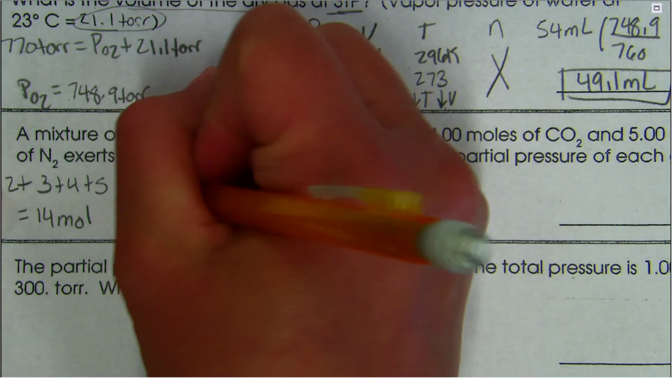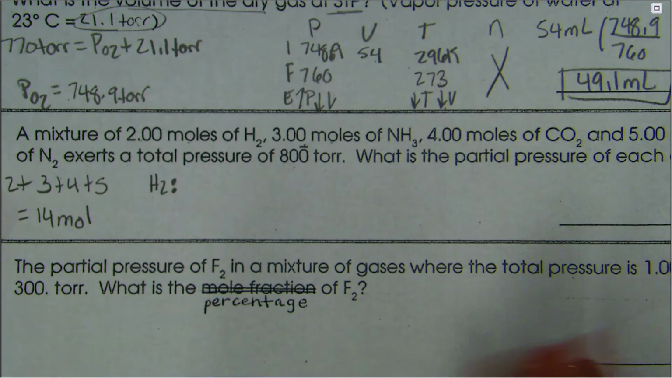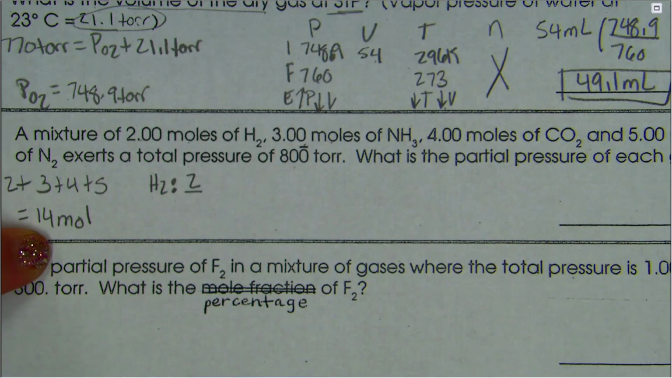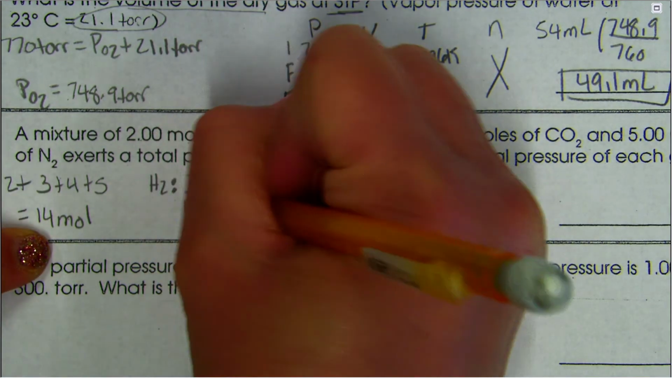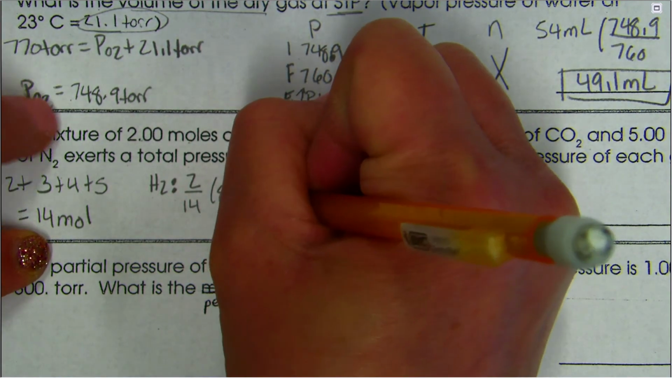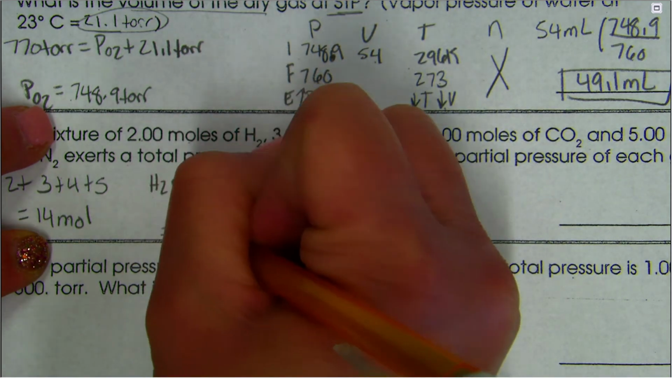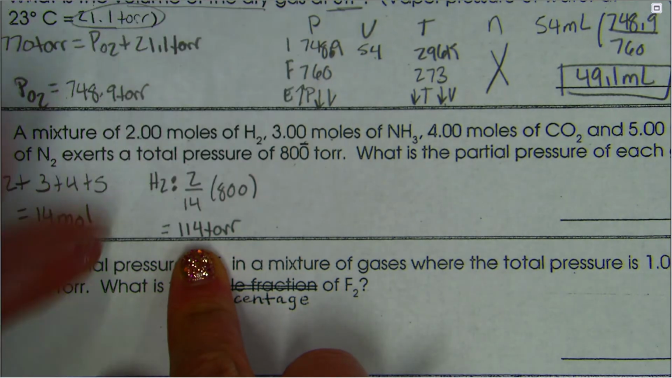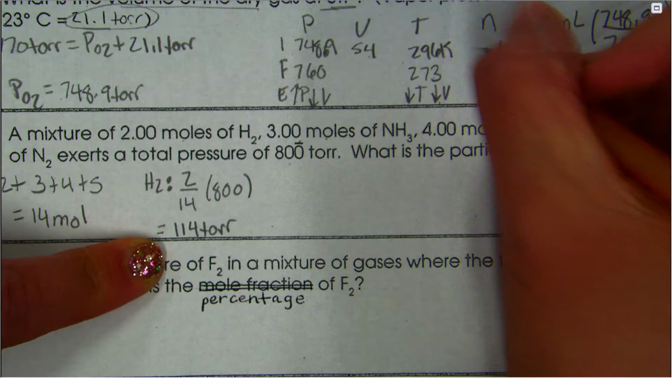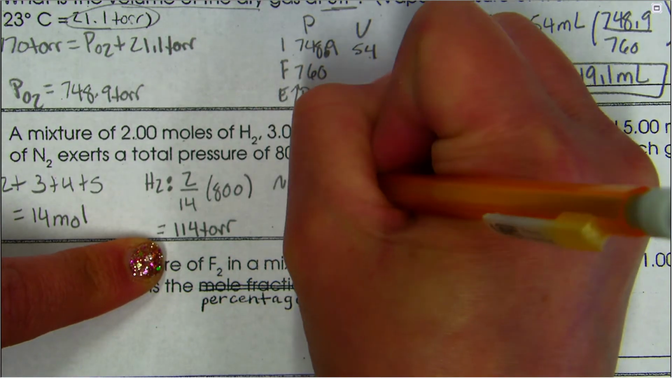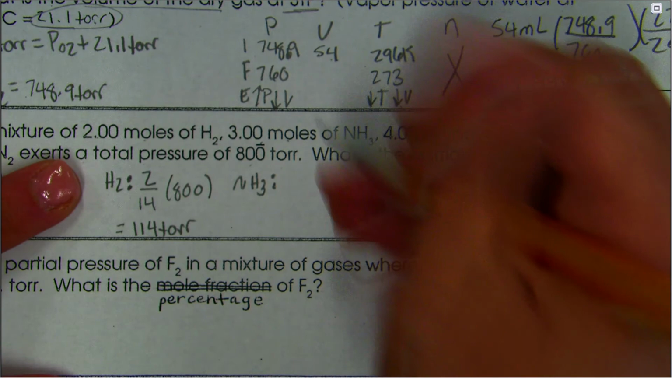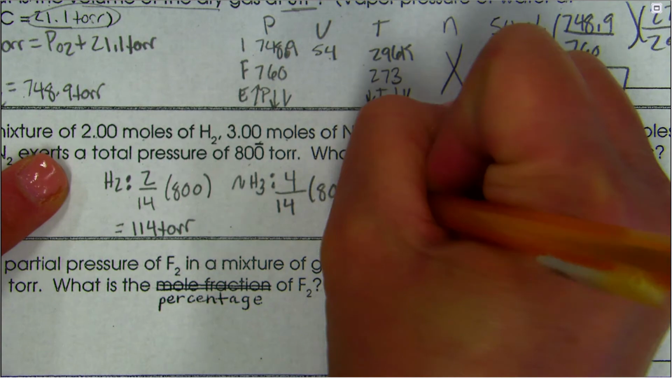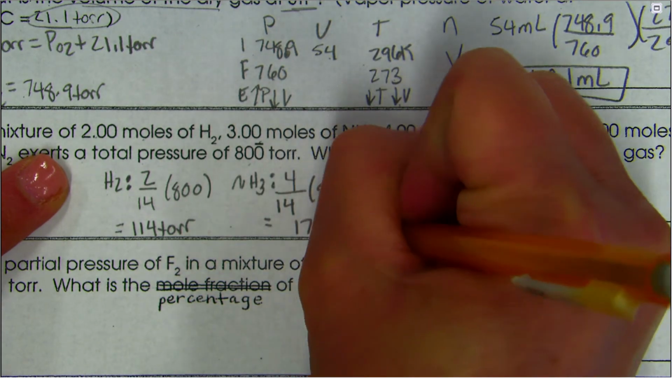So let's look at hydrogen. How are we going to find the partial pressure of hydrogen? I can look at the fraction of moles of hydrogen. So 2 divided by the total times 800 torr. And that gives me 114 torr. So hydrogen is exerting, out of this 800 total, 114 torr of pressure. Ammonia is exerting 3 moles out of the 14 moles times the 800 total, which is 171 torr.